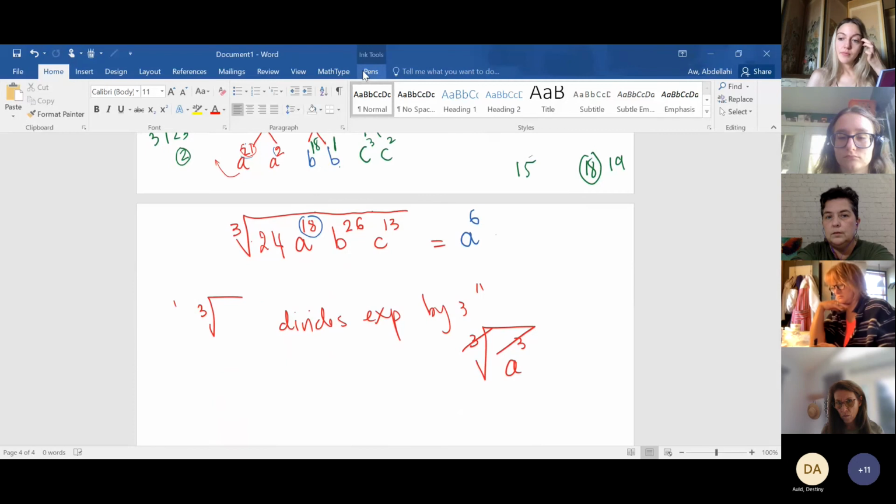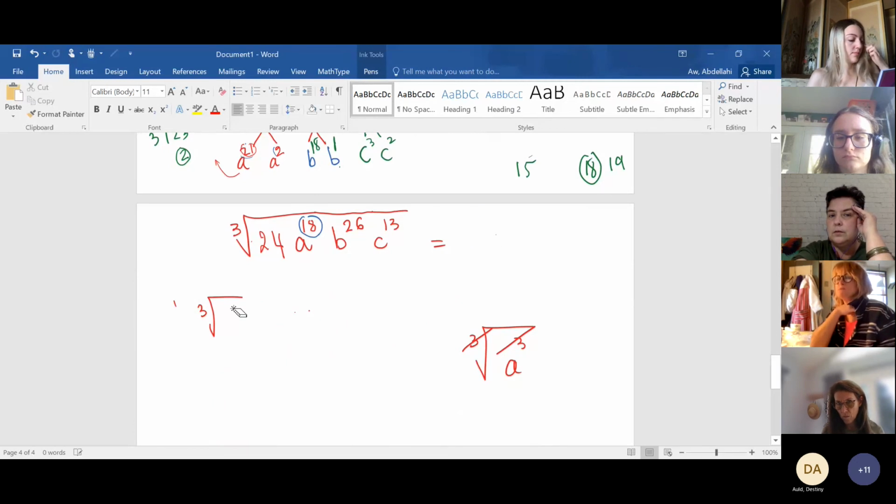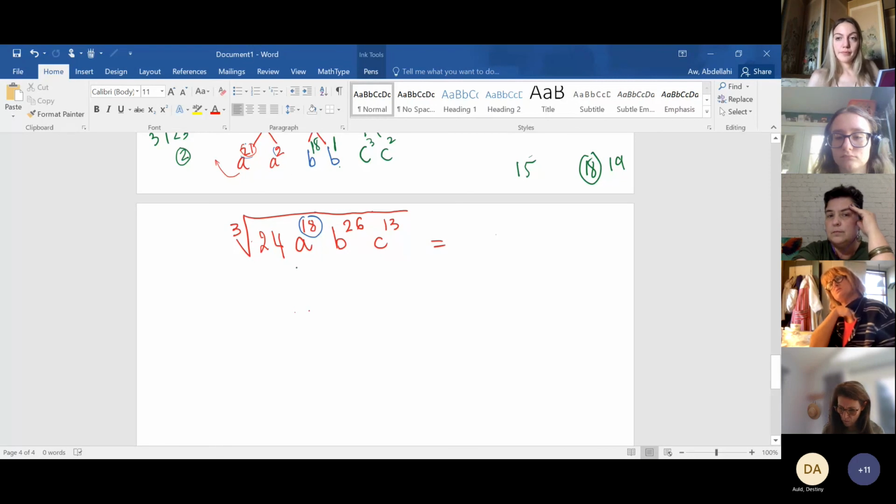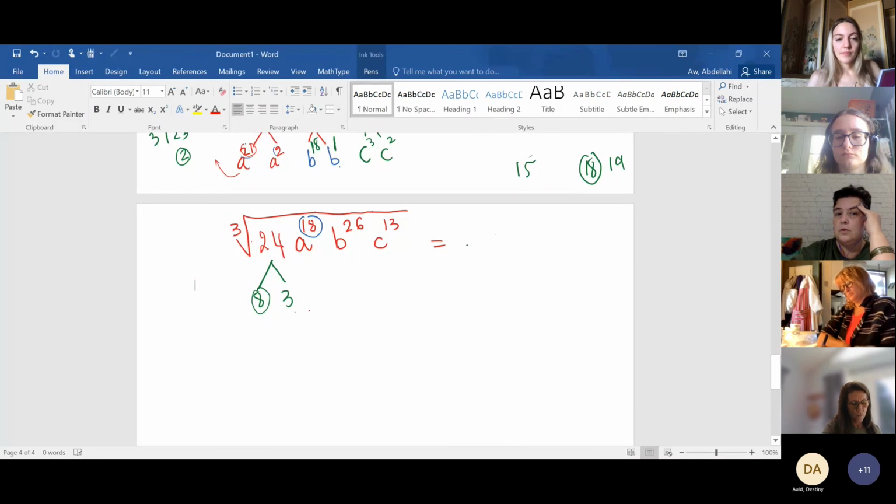The 24, how are you going to break down the number 24 to get a perfect cube and then another number? Which number are you going to use? 8 and 3, right? Everybody agrees we're going to use 8 and 3? Yes, because 8 is a perfect cube. What is the cube root of 8? 2. And then we have the cube root of 3 left inside, right?